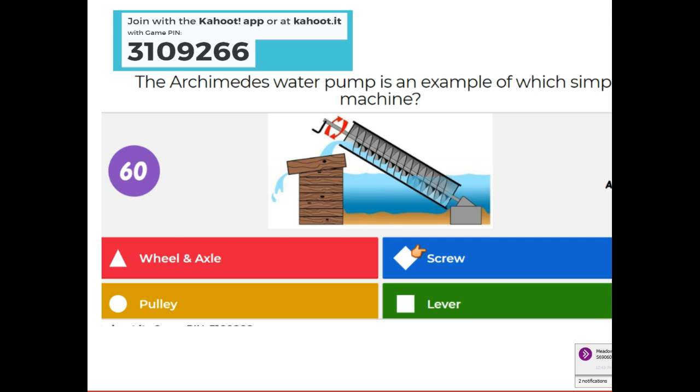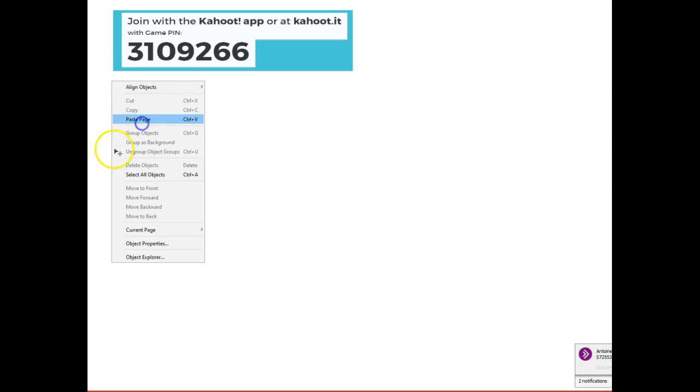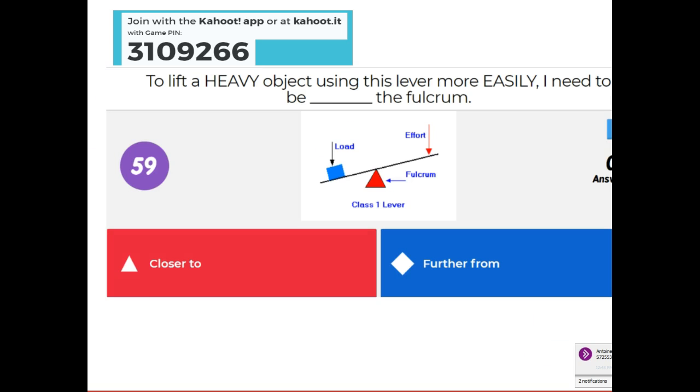on an answer streak. Next question is to lift a heavy object. I need to be where to the fulcrum? Red is closer to, blue is further from. To lift a heavy object more easily, I need to be what to the fulcrum? Closer, that's red, or further, that's blue. Closer red, further blue.